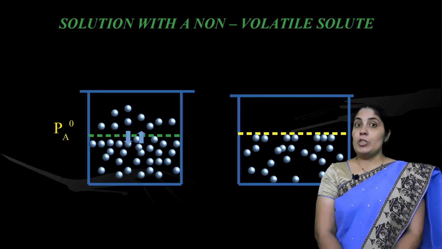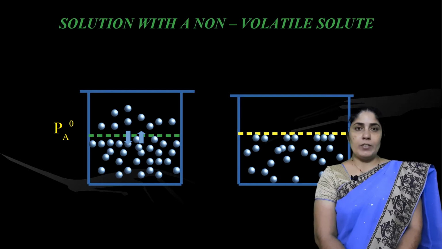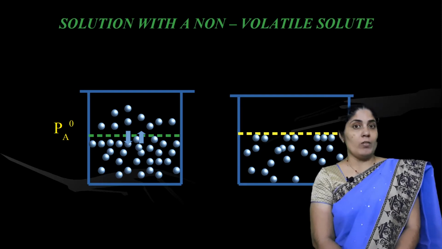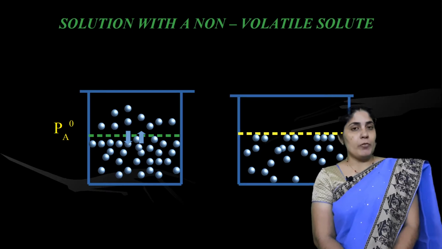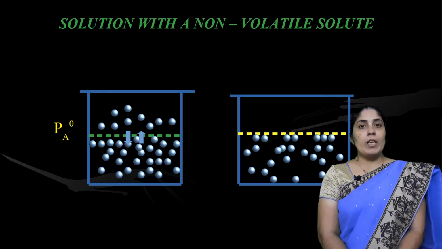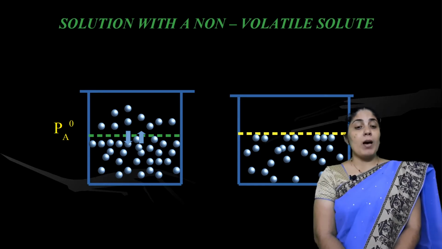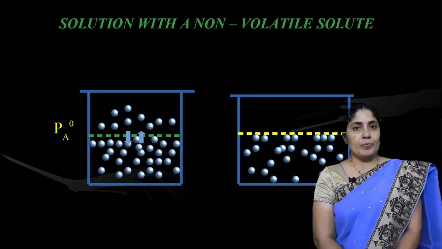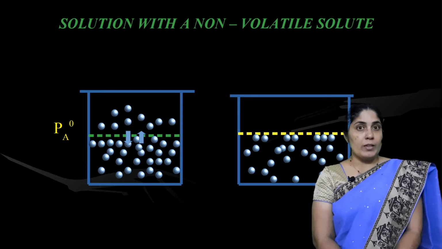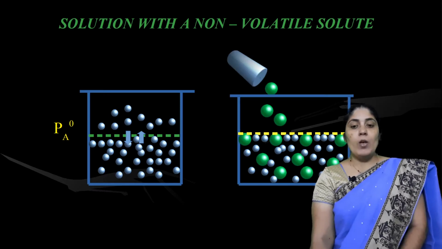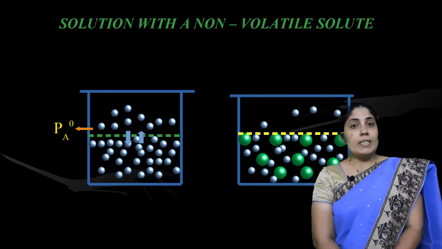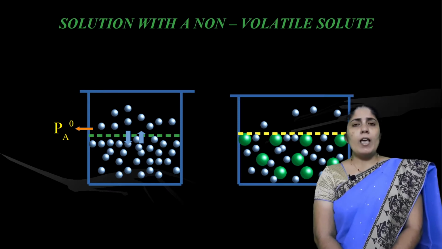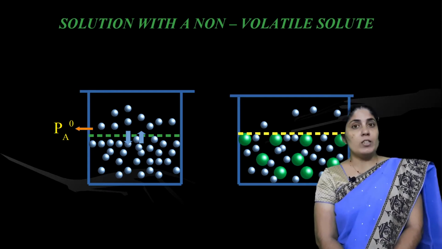Now here you can see two jars. In the first jar, I have taken a single volatile solvent. You can see that an equilibrium is attained between the vapor phase and the liquid solvent. At this point, the vapor pressure measured is marked as PA0. In the second jar, I am going to add the non-volatile solute. When I add the non-volatile solute, you can see that the solvent is coming into the vapor state at a lower rate, or we can say that the vapor pressure has decreased for such a solution.